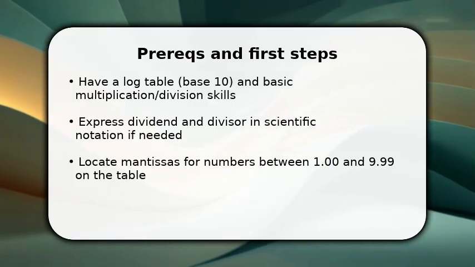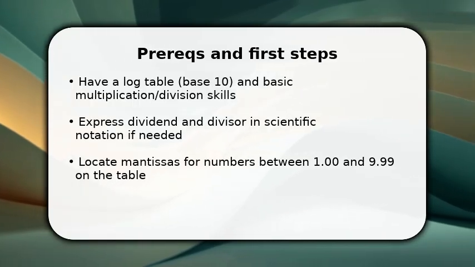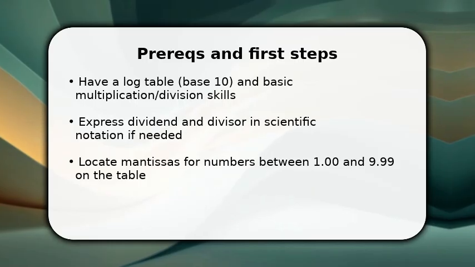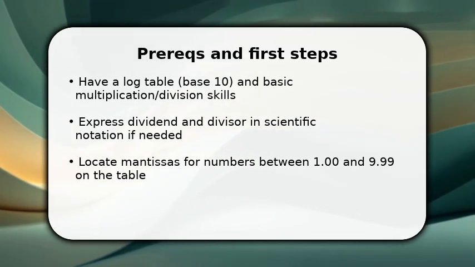You already have the log table and a calculator for checks. Now start. Convert both dividend and divisor into numbers between 1.00 and 9.99 by shifting the decimal and tracking powers of 10.